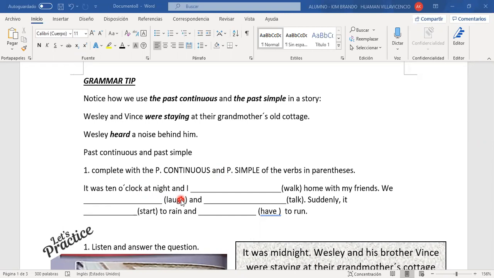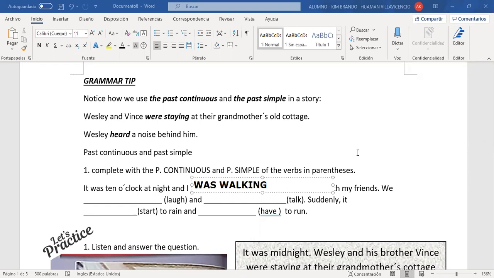Past continuous is the event that doesn't finish, ¿no? Por ejemplo, está empezando justo en ese momento, en esa rutina del tiempo. Y el past simple es lo que ya se hizo, ¿no? Ok, entonces... What do you think? It was 10 o'clock at night. And, tun, tun, tun. If this is 10 o'clock at night, then what do you think? For example, it is past, no? I was walking.